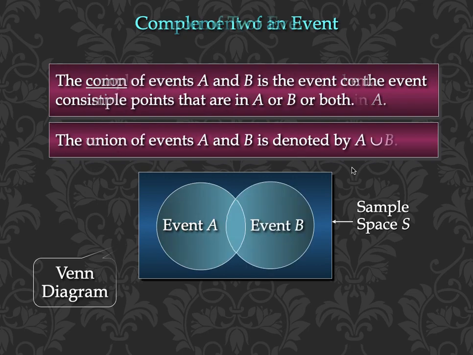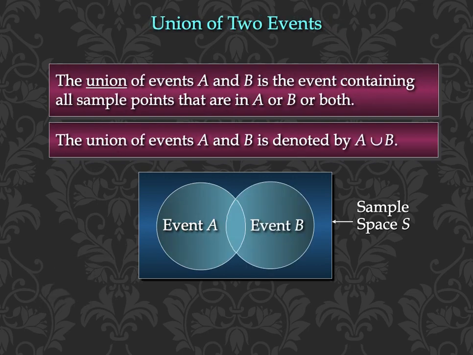Okay? Now let's proceed with the concept of the union of two events. We say the union of events A and B is the event containing all of the elements, outcomes, or sample points that are in A, take note, or in B, or both of them. This is denoted by the following symbol that we have here to indicate the union.